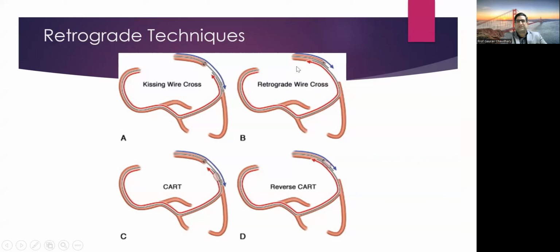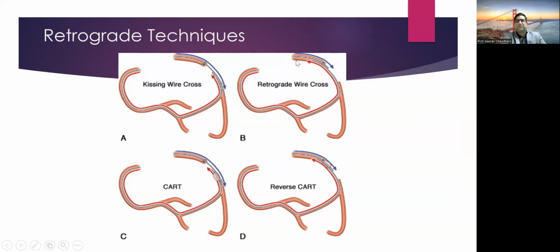So coming on to this, what are the basics? First of all, we'll take both injections, and if you see a CTO and are not able to negotiate the wire antegradely, then of course, if we have a good interventional collateral from the opposite artery, we can go via wire into the true lumen, from the distal lumen through the CTO segment to the proximal true lumen.